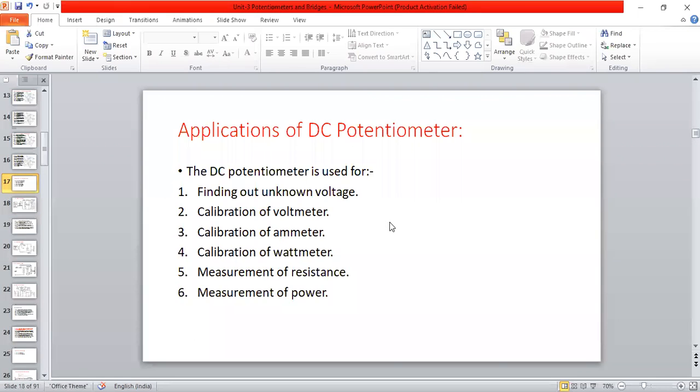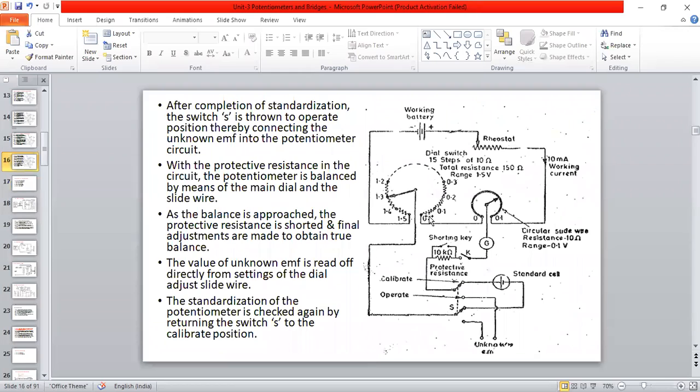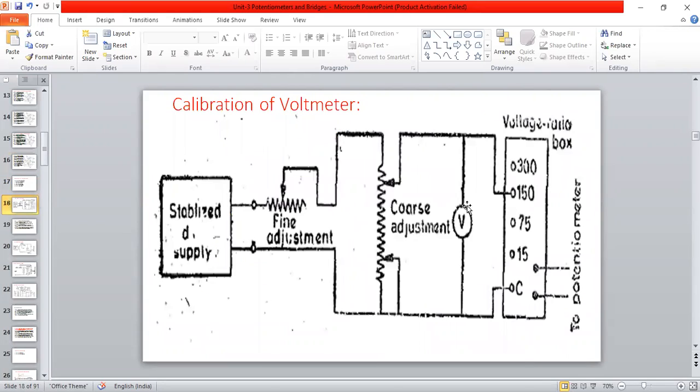In that Crompton type instrument ये dial switch है 0 to 1.5 था ना, इसके पास voltage ratio box we are using here now, and this one coarse adjustment we are going to call that one here. Same thing they have connected here now. This is coarse adjustment and this is the dial switch.